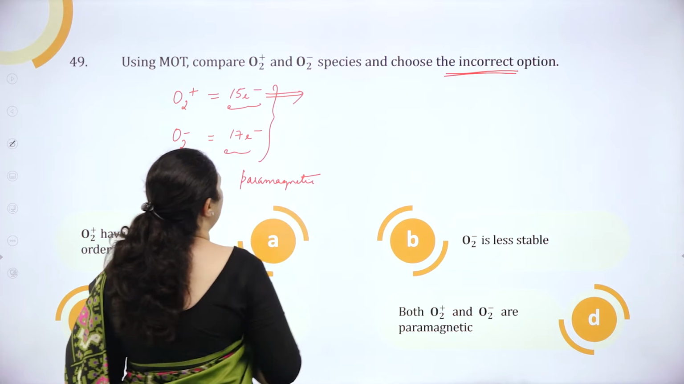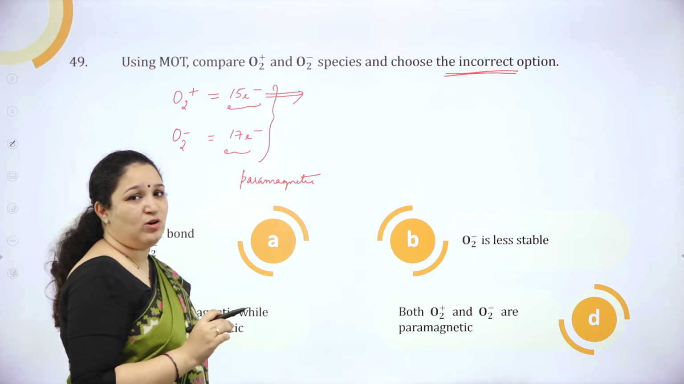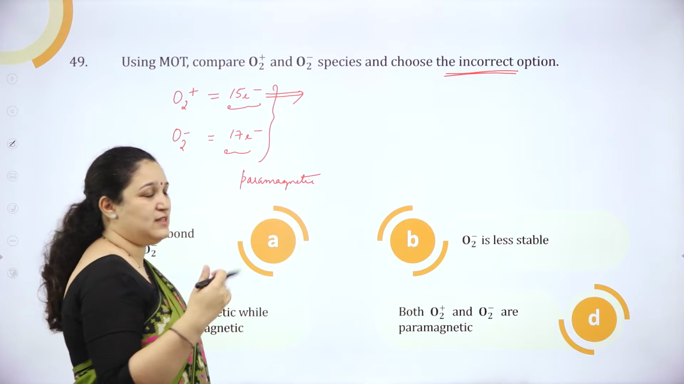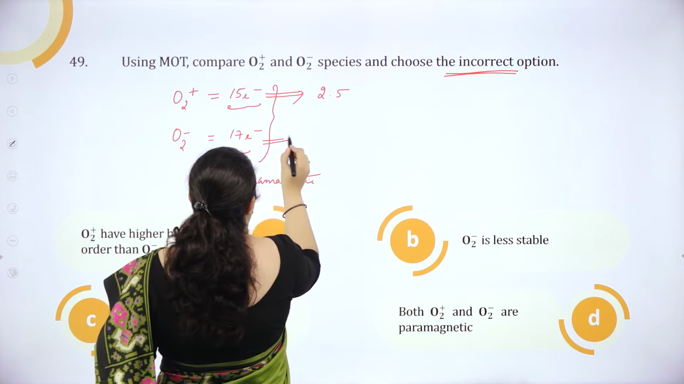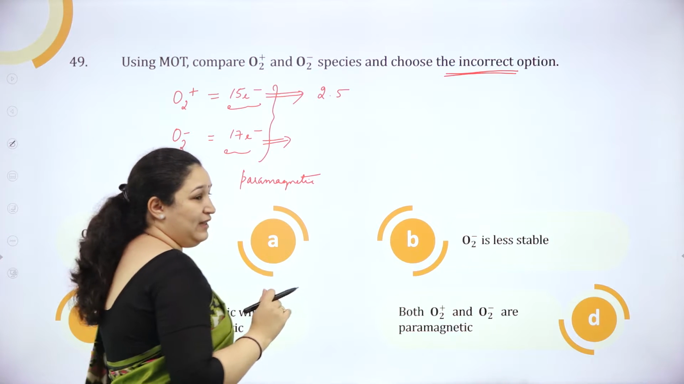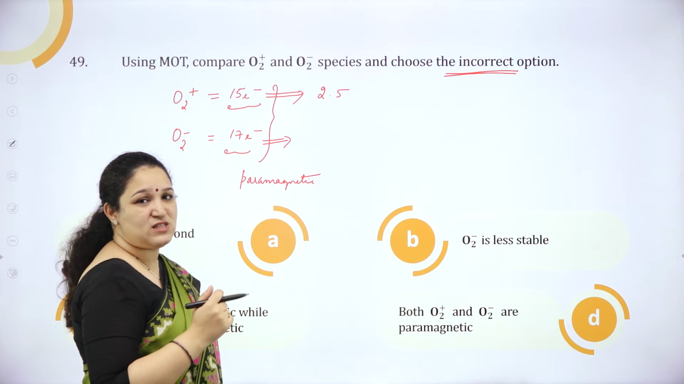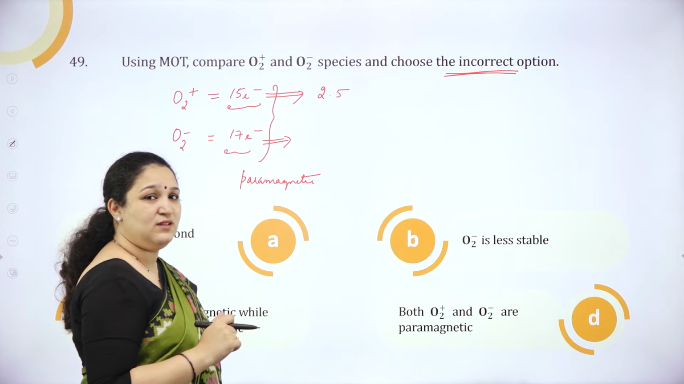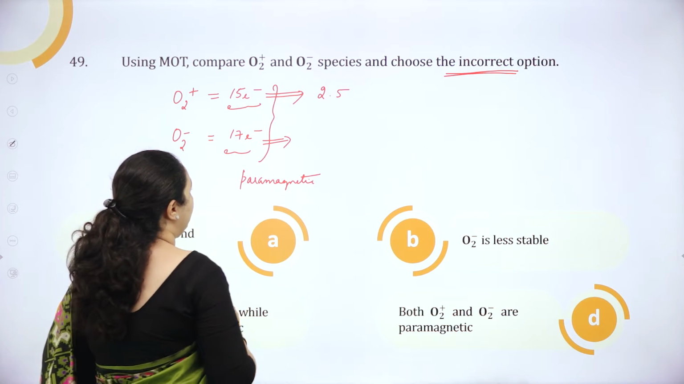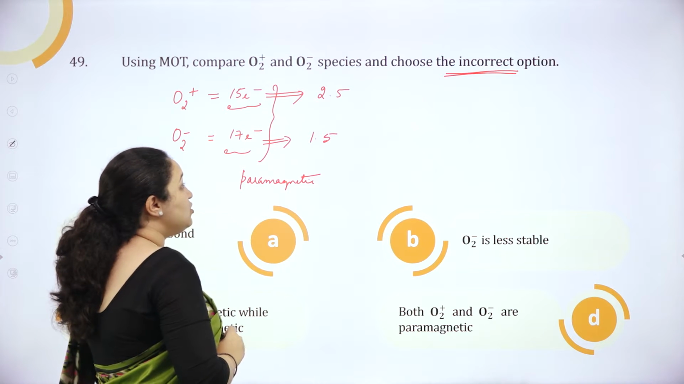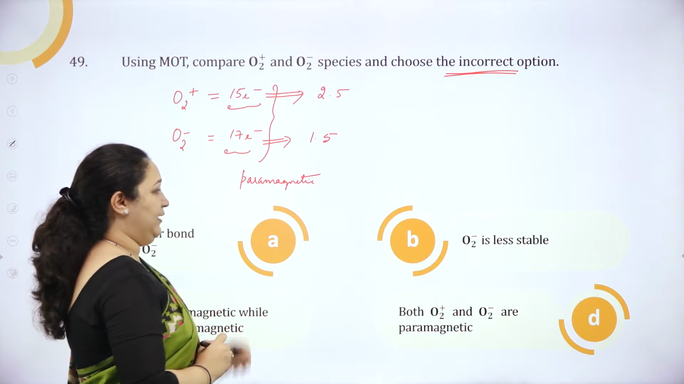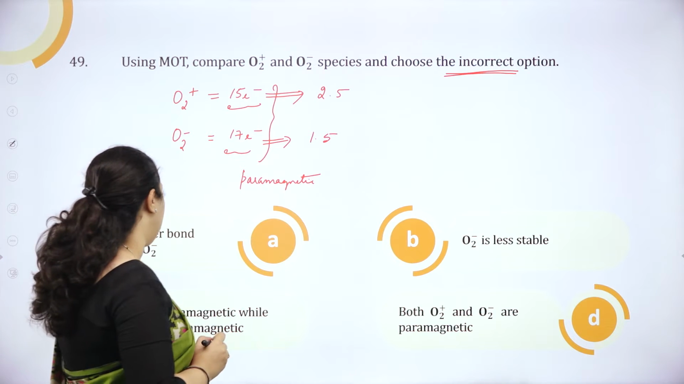What is the bond order? For 14 electrons, the bond order is 3. So for 15 electrons you have to reduce 0.5, so it's 2.5. For O2 minus, for 14 it is 3, for 16 it is 2, for 17 it will be 1.5. Okay. So here it is 1.5. So from this data, we'll see which is the incorrect one.